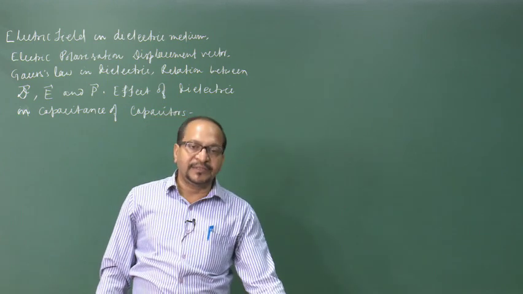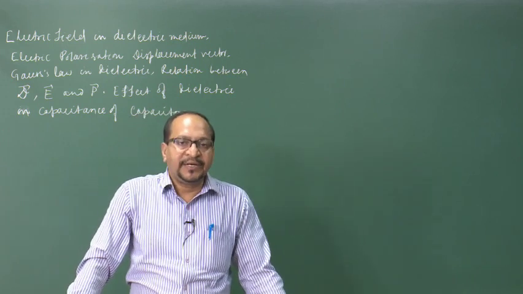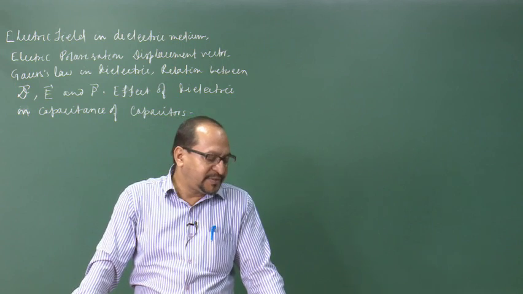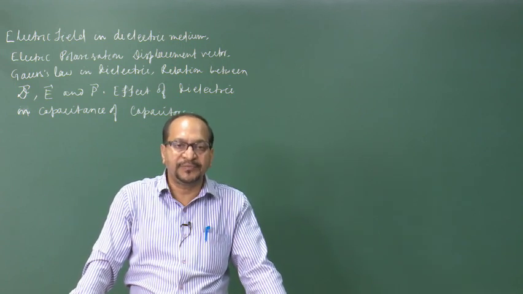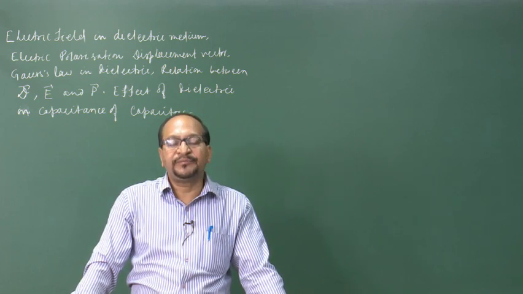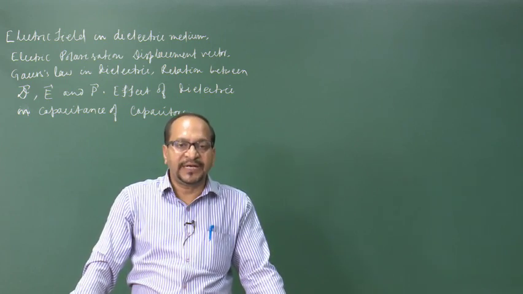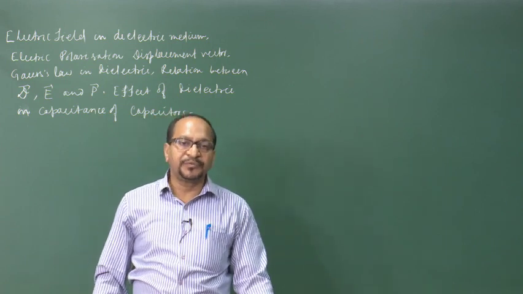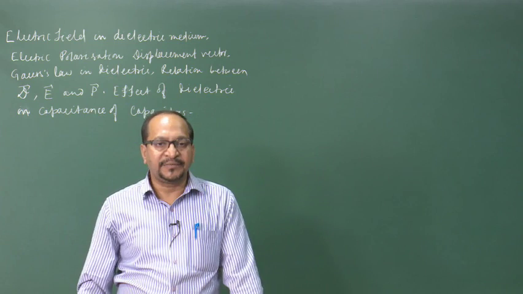Unlike a conductor, a dielectric material has no free charge. They have bound charges, meaning charges are bound to specific atoms and molecules. But when an electric field is applied, there can be some microscopic displacement of the charges in the molecules, which results in a macroscopic polarization of the dielectric material as a whole.